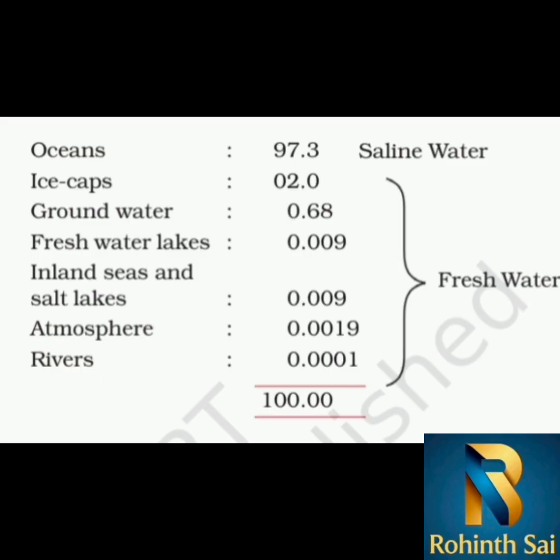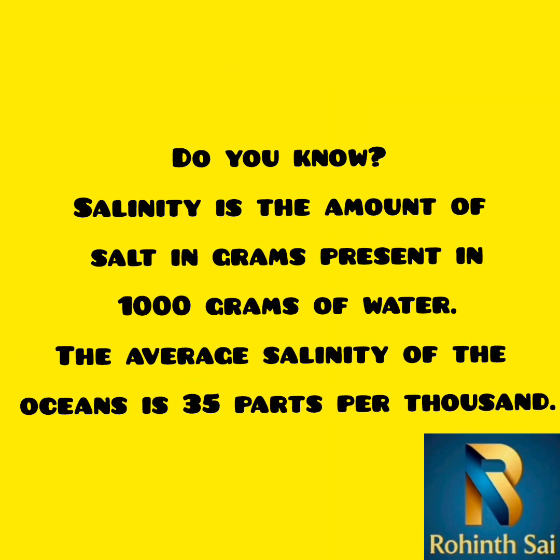In oceans, there is 97.3% of water. In ice caps, there is 2% of water. In groundwater, there is 0.60% of water. In freshwater lakes, inland seas, and salt lakes, there is 0.009% of water. In the atmosphere, there is 0.0019% of water. In rivers, there is 0.0001% of water. Do you know salinity is the amount of salt in grams present in 1000 grams of water?